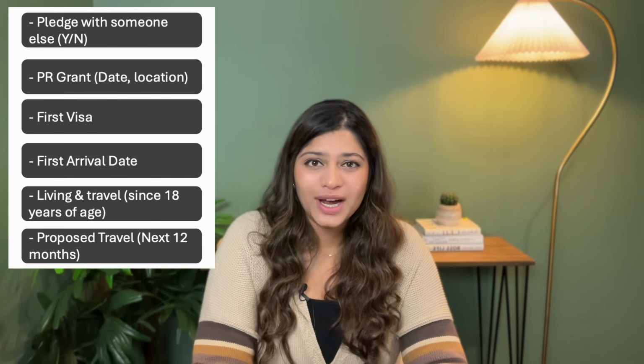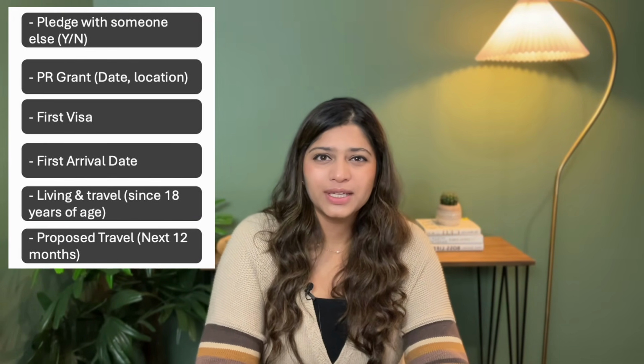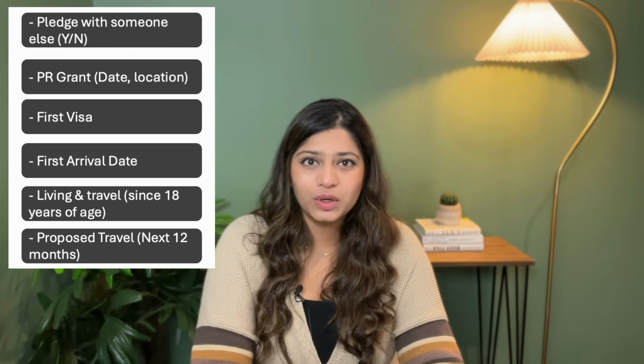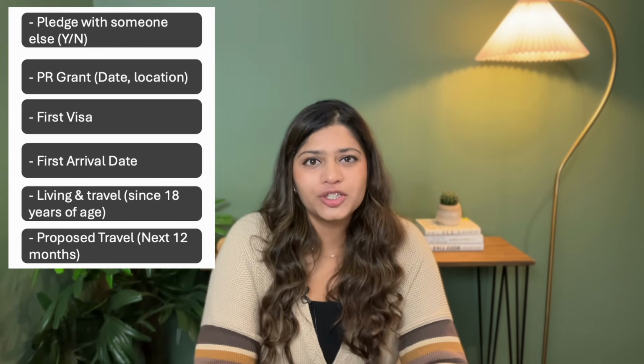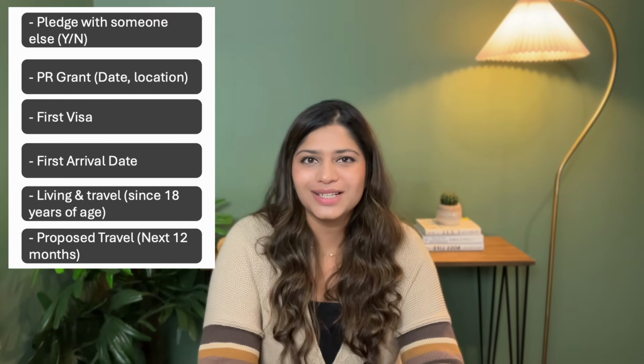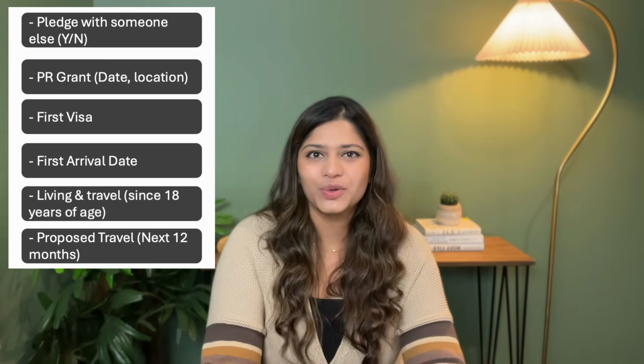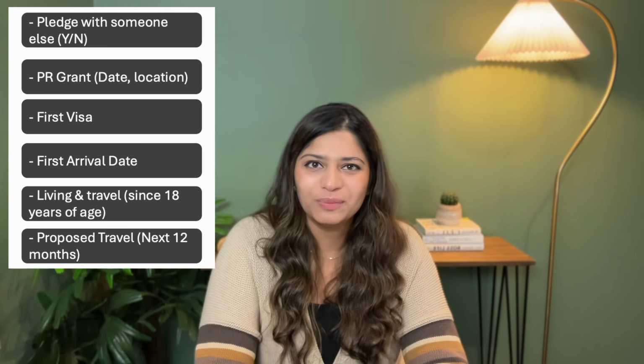The application then moves on to ask about the countries you've travelled or resided in since the age of 18. Once you've provided that information, then the application proceeds to ask you about any of your proposed travel details in the next 12 months. I actually did have some travel planned in the next 12 months when I was doing this application, so I did put down my dates.